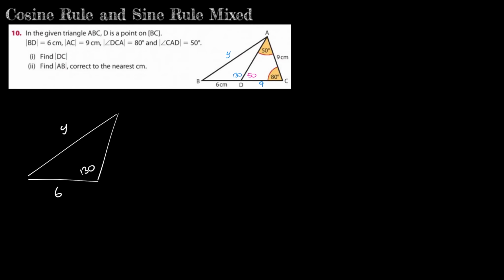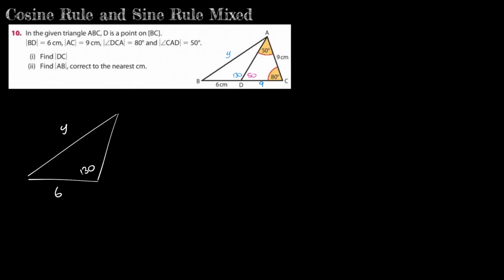So with this question, obviously we're looking for the length y. If we look at this triangle here, we have a side opposite an angle, and we have a side here opposite nothing. So in this case, we would not be able to use the sine rule. So we need to look at it slightly differently.